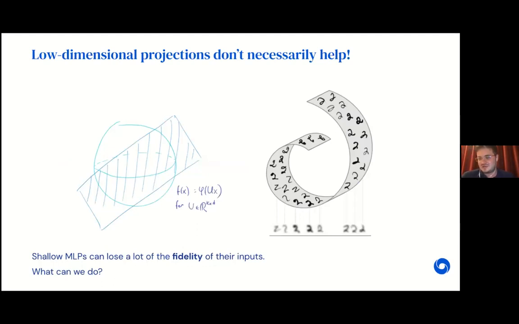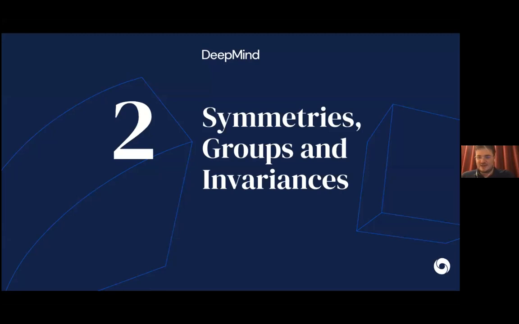So high dimensional learning is cursed, and low dimensional learning potentially loses way too much information about the input. So what can we do? Is there something we can do as a middle ground? And this direction leads us to study symmetries, groups, and invariances as a way to capture the inherent geometry of the data, which I'll be talking to you about next.